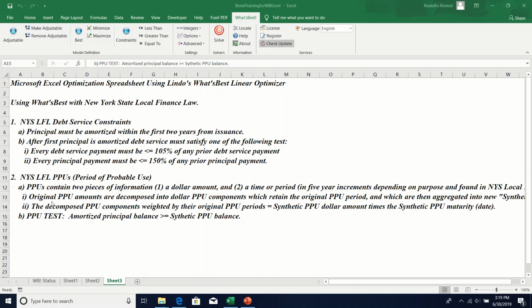New York State Local Finance Law also has PPUs, period of probable use. A PPU contains two pieces of information, a dollar amount and a time or period, in 5-year increments depending on purpose and found in New York State Local Finance Law. The original PPU amounts are decomposed into PPU dollar components, which retain the original PPU period or time, and which are then aggregated into new synthetic PPUs.